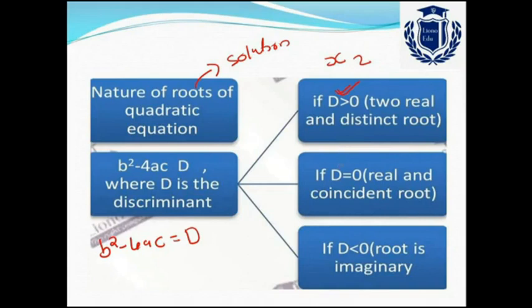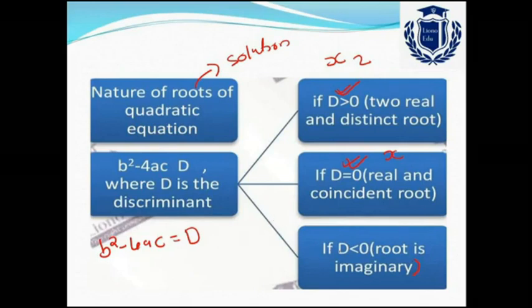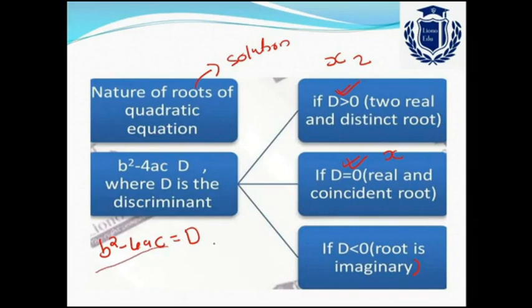But if this discriminant is 0, x will have only one value. And if this discriminant is less than 0, then the roots are imaginary, or we cannot find the value of x. Rather, you will learn how to find the value of x in Class 11 with complex numbers. Now, you have to just remember that if this b square minus 4ac is less than 0, then the roots are imaginary.